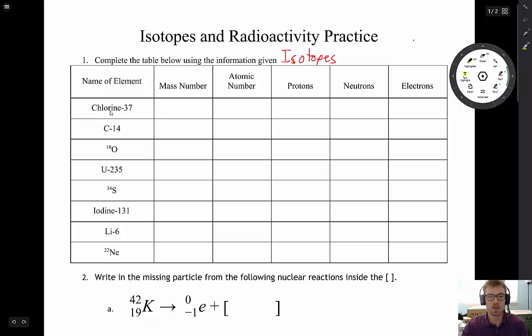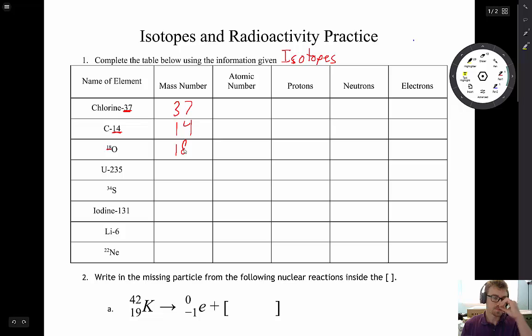For example, chlorine 37, this 37 is referring to the atomic mass, okay? Carbon 14, the 14 is referring to the mass. Oxygen 18, that is referring to the mass, okay? Those are three different ways that you'll see these. So we can just go ahead and pop these in. The mass for each of these would be like that.